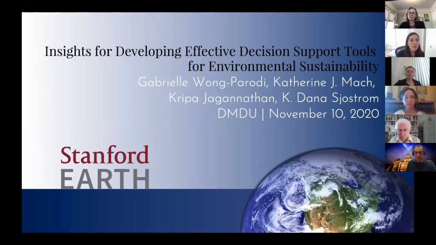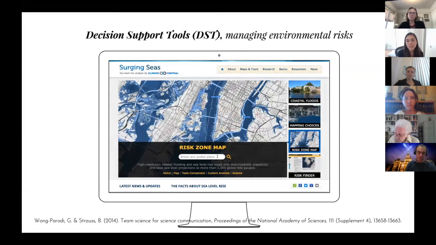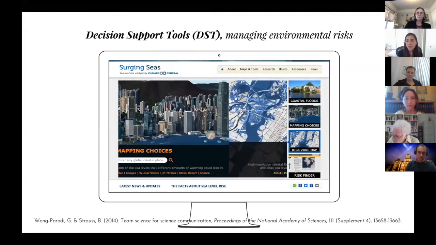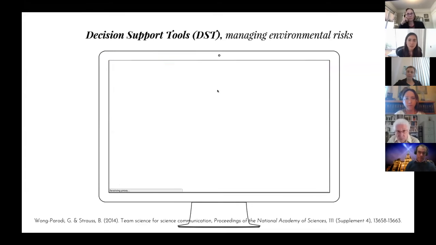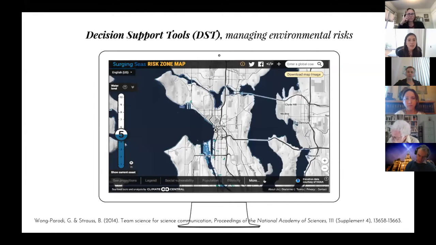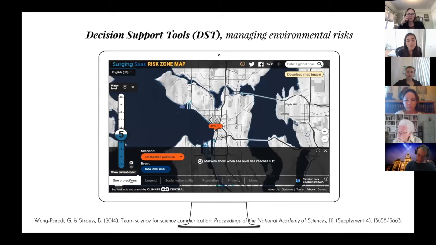So as Catherine's mentioned, I'm going to be talking about insights for developing effective decision support tools for environmental sustainability. Decision support tools are the array of computer-based tools developed to assist sound decision-making, including the management of environmental risks and planning for impacts in different sectors and regions. These types of tools can be particularly useful for managing the uncertainties and complexities in decision contexts that arise when human and environmental systems interact.